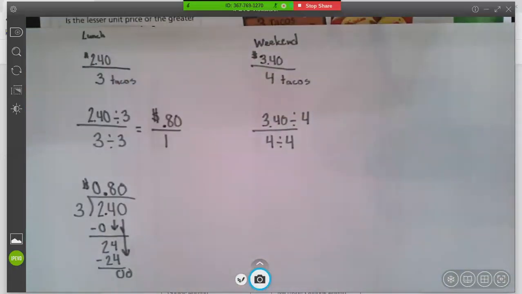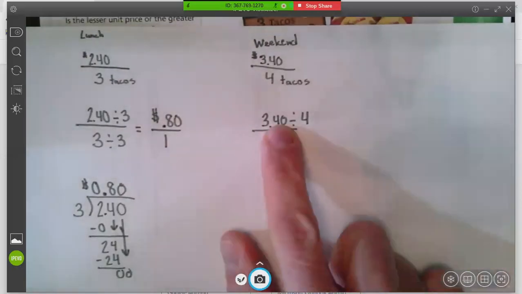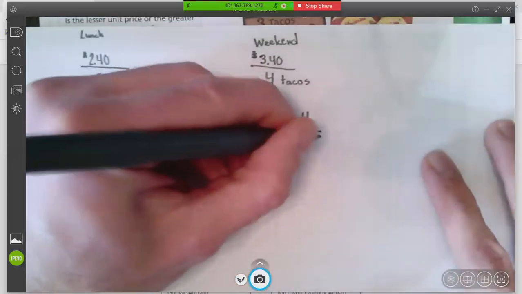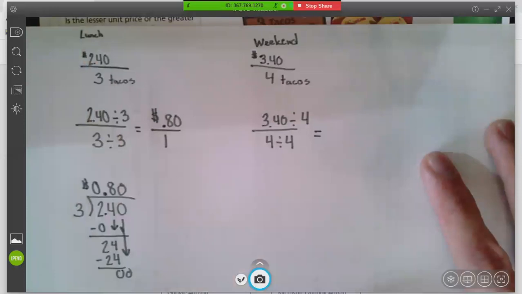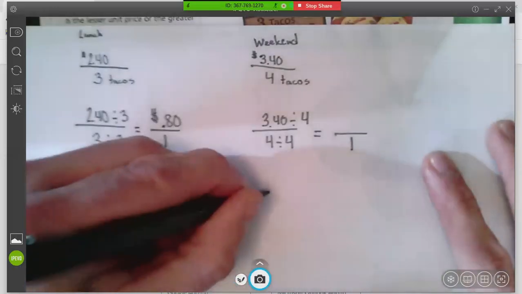So what does 80 cents mean? Who can tell me what does 80 cents mean? It means the cost for each taco. Very good. Now we're ready to go. All right, 4 tacos for $3.40. Now, what's 4 divided by 4? 1. Now we're ready to go.